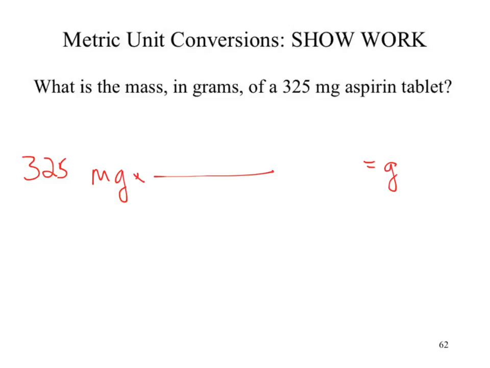Grams on the top. Why? That's what you're trying to get to. Grams need to show up in the numerator because when I look at my answer, grams is in the numerator. It's as simple as that. What ideally do I want in the denominator? Milligrams, because I'm trying to get that unit to cancel. Do I know a conversion between grams and milligrams?